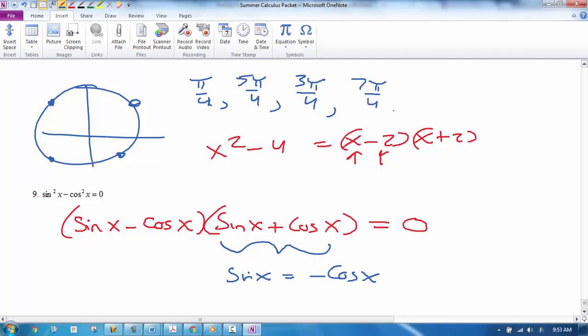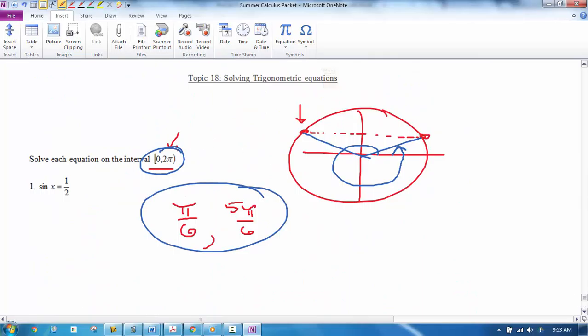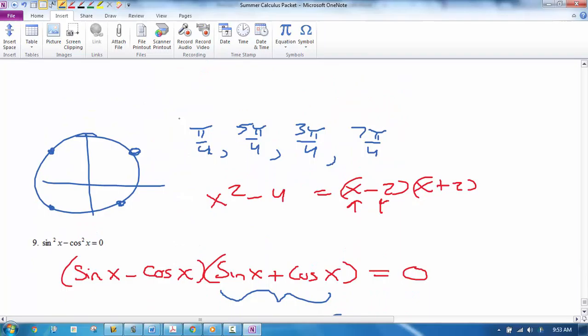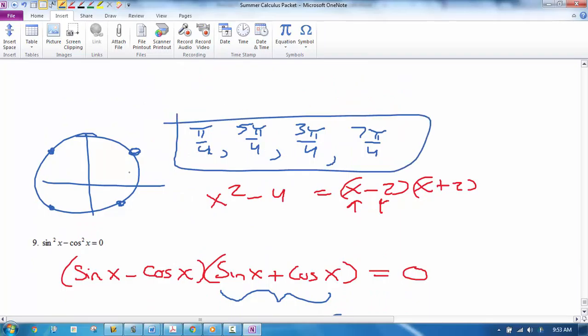Now, what's tricky about this is they don't give us an interval to solve the solutions, unless it's under the same directions, which actually I think it is. We want solutions between 0 and 2 pi, so we'd keep just these 4. Technically, there's an infinite number of solutions if we don't have that stipulation, but we want to use that stipulation, which is that the angles have to be between 0 and 2 pi.